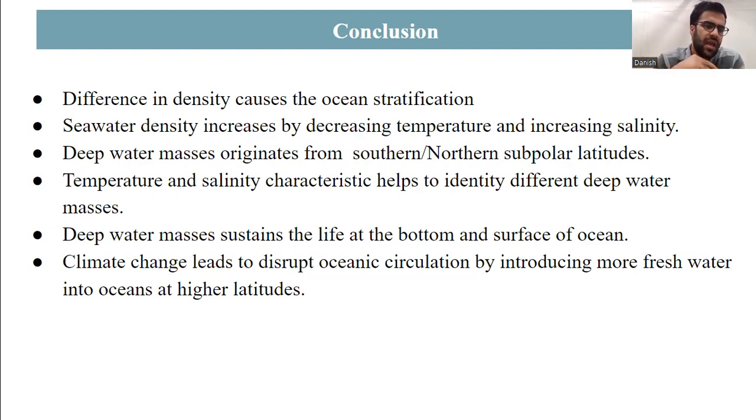And deep water masses sustain the life both at the bottom of the ocean as well as at the top of the ocean layers, because in the bottom layers, they bring oxygen from the surface, and from the bottom, they bring nutrients to the surface. And climate change leads to disrupted circulation by introducing more fresh water into oceans at higher latitudes, and that fresh water then decreases salinity and hence the density. So as a result, the climatic condition in different places may change in the future.